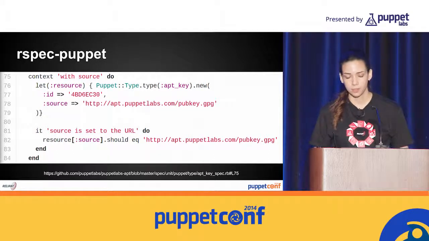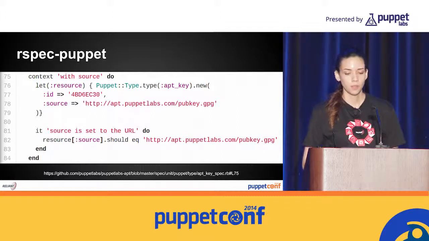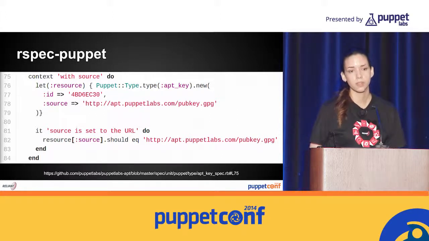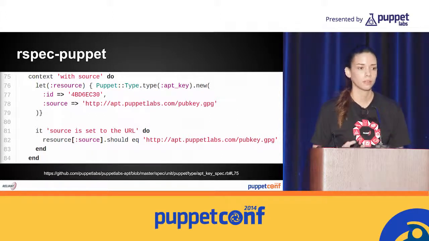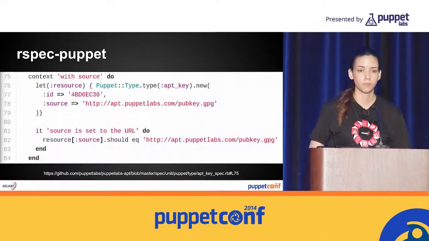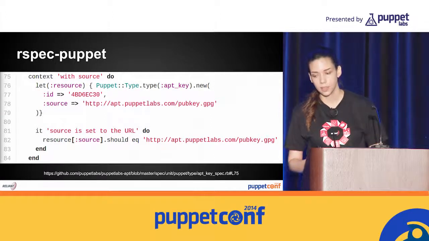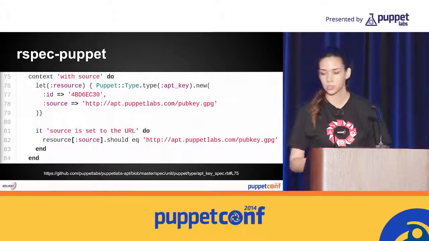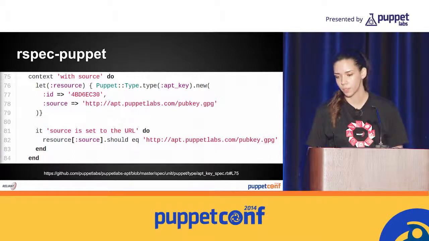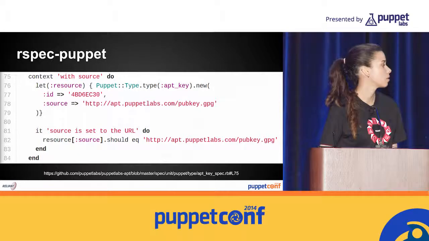RSpec-puppet. For those familiar with behavior-driven testing, with RSpec, you can write the use cases and contexts according to the task that you want to implement and ensure that your code is functional. We can take the apt module again, and this test is just to ensure that the source parameter is correct. It's going to apply the correct URL as a repository on the system.